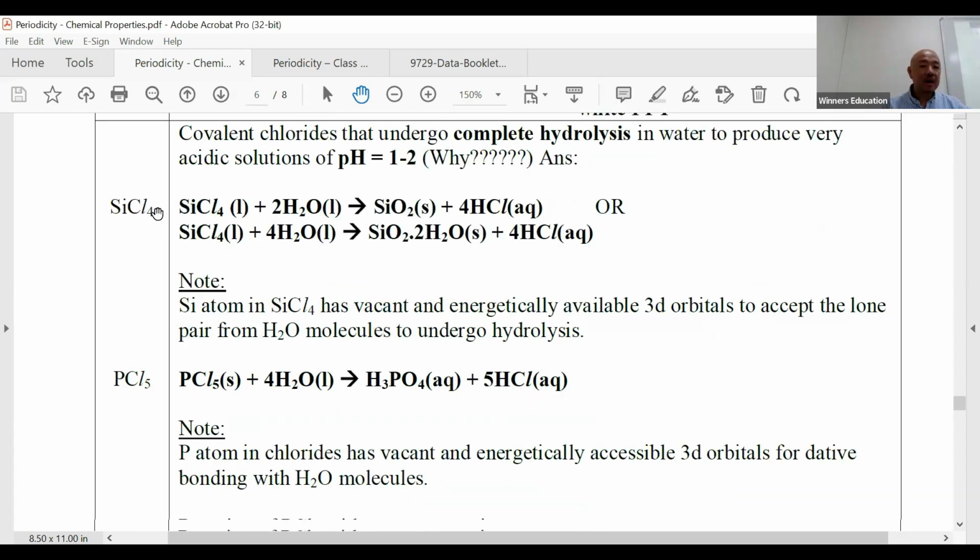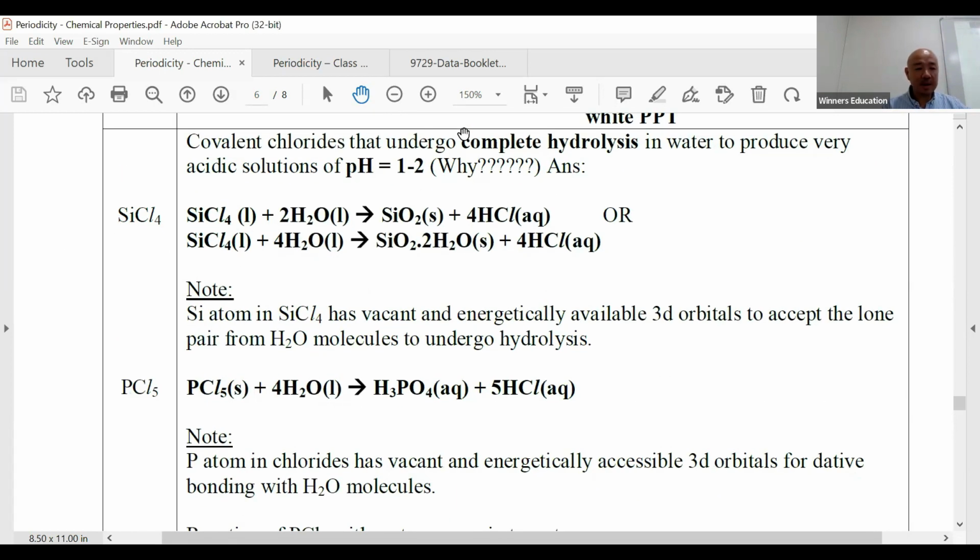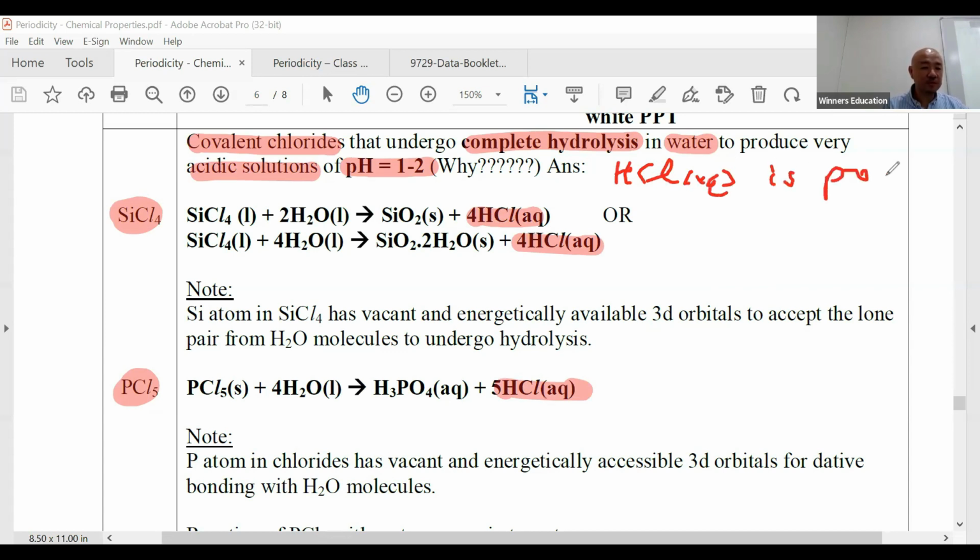Nothing wrong. SiCl4, these are the other 2 covalent chlorides. They all undergo complete hydrolysis in water and produce an acidic solution, pH very low, 1 to 2, I mean, a very strong acid. Why is it? Because of this that's produced. Take a look, HCl. Hydrochloric acid is being produced, which further dissociates to give you a large concentration of H+ ions. So once again, you need to know these equations.